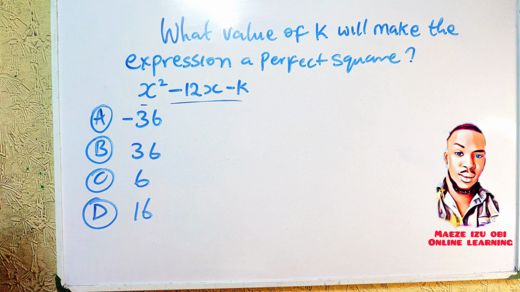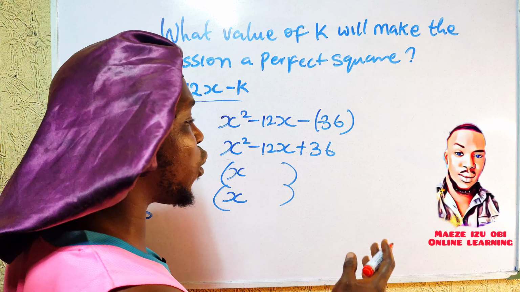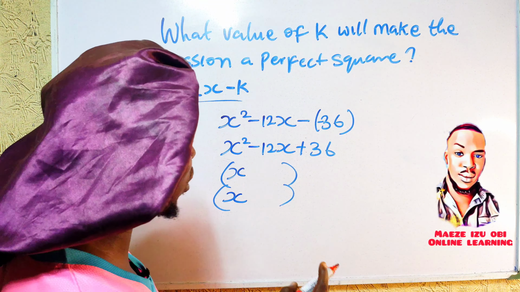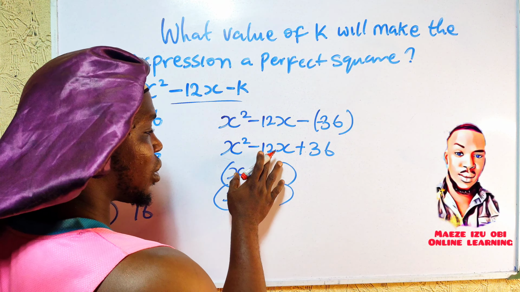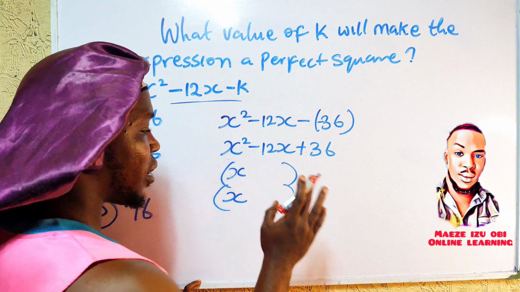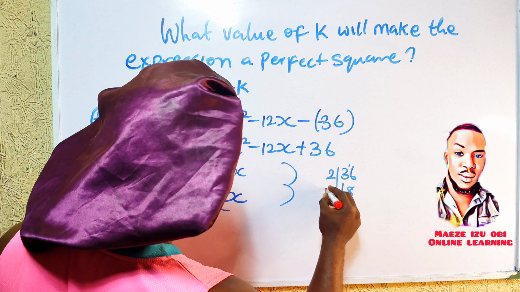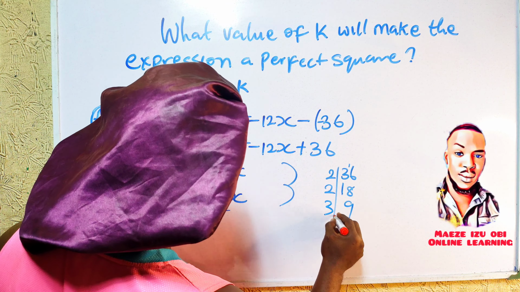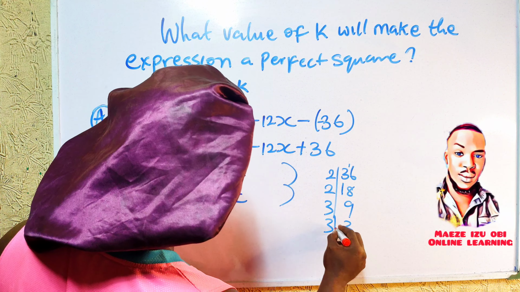How do we factorize this? We write x and x. The next thing we need now is to find the factors of 36. After finding the factors of 36, out of those factors, we look for what and what are going to add to get 12. Now let us go. The factors of 36 we are talking about: 2, 18, 2, 9, 3, 3, 3, 1.